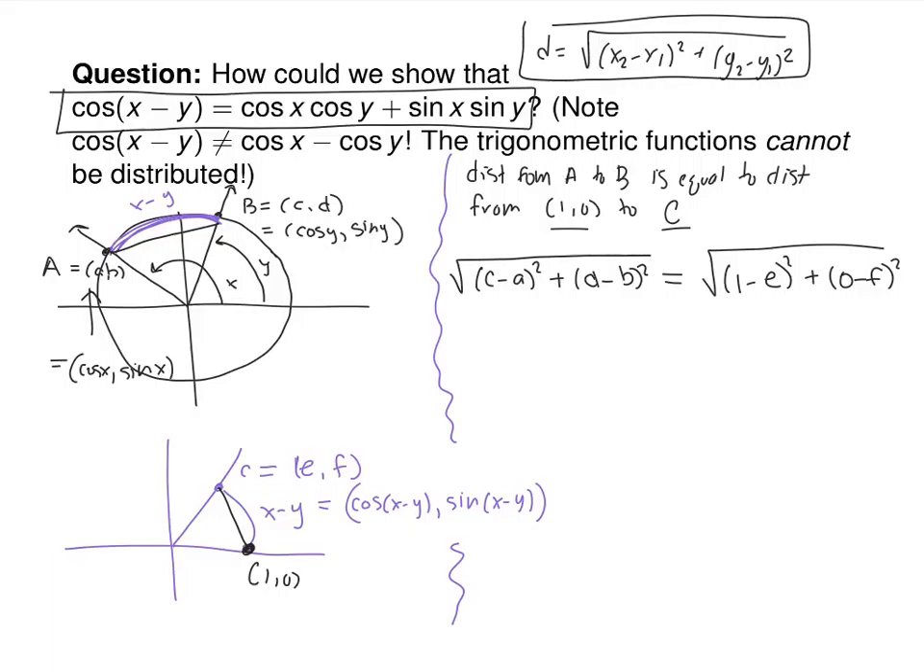Okay, now what we're going to do is square all that stuff out. First we're going to get rid of those square root signs. We've got 2 square root signs, right? So what can we do to both sides? How would you get rid of the big old square root sign? Square it, right? So you square this side, square that side, and we end up with C minus A squared plus D minus B squared equals 1 minus E squared plus F squared.